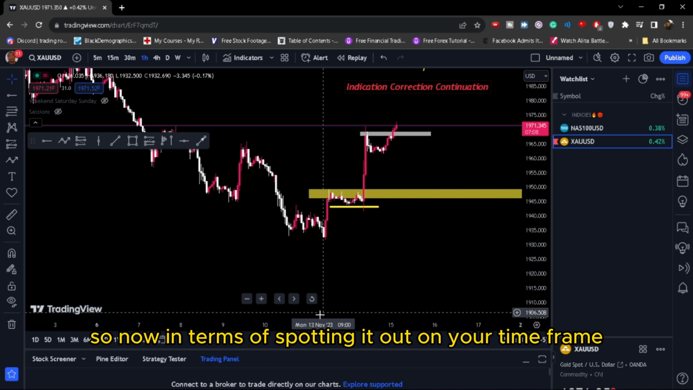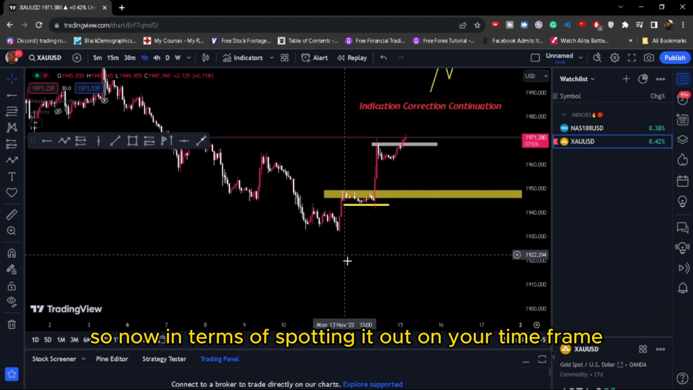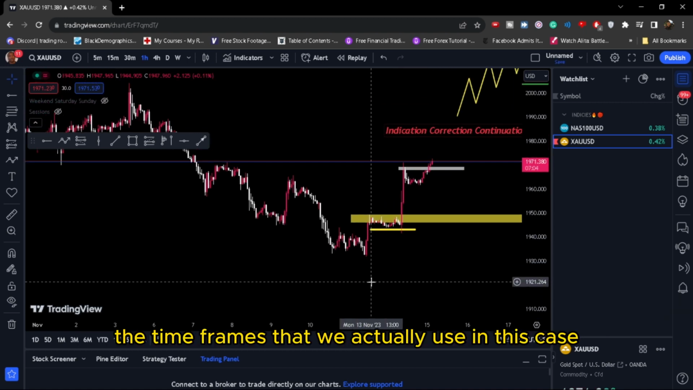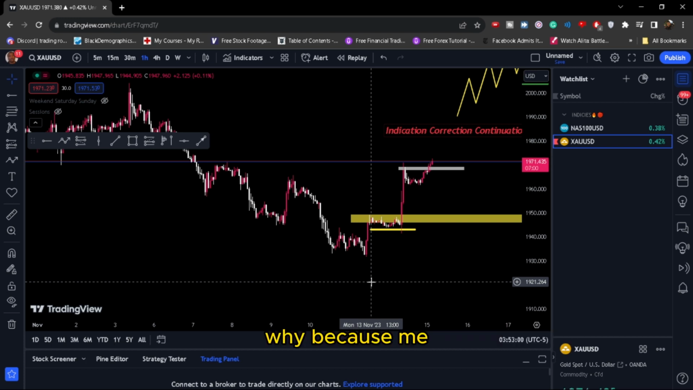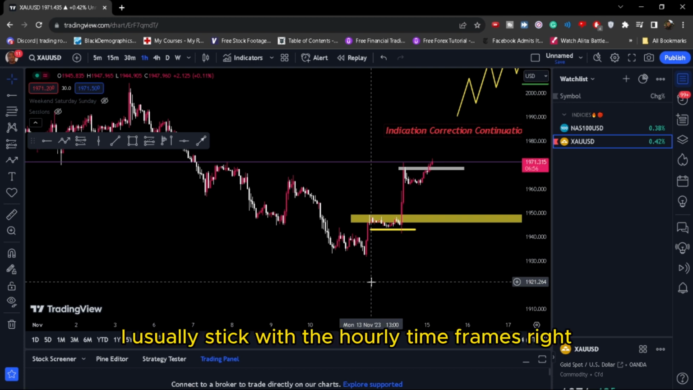So now, in terms of spotting it on your time frame, the time frames that we actually use in this case are the 1 hour and the 4 hour time frame. Why? Because I am a day trader. So as a day trader, I usually stick with the hourly time frames, right?